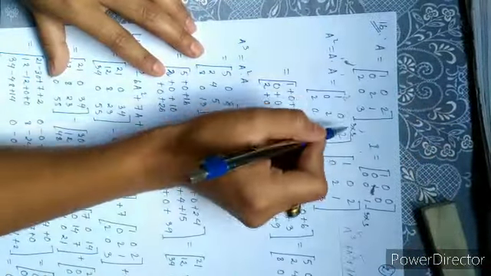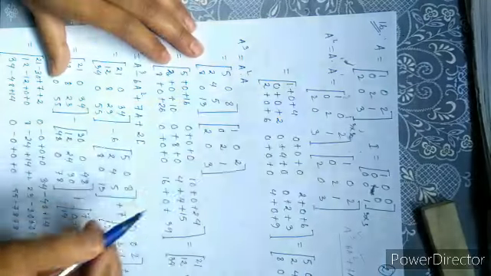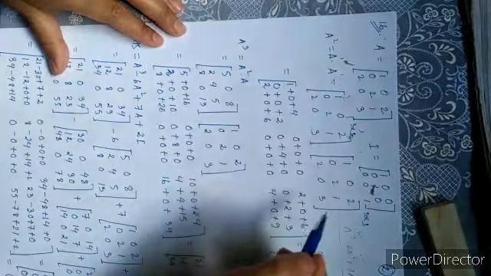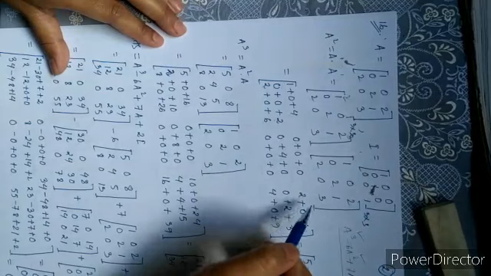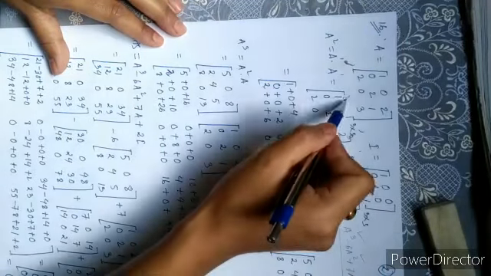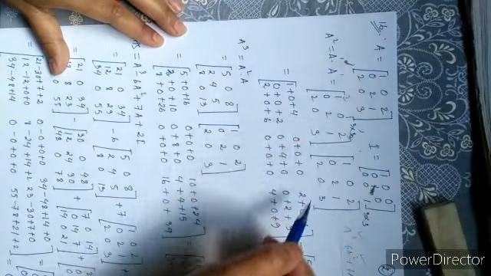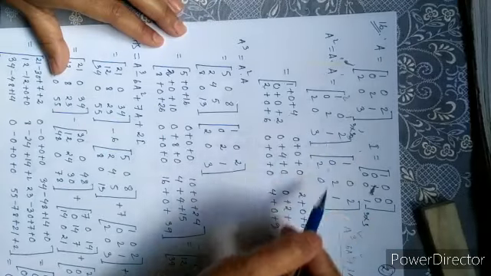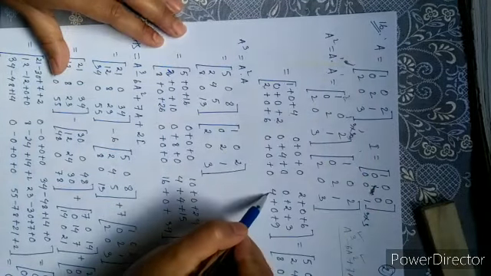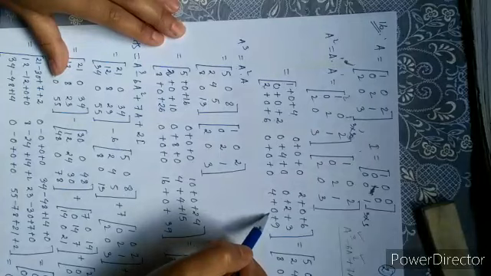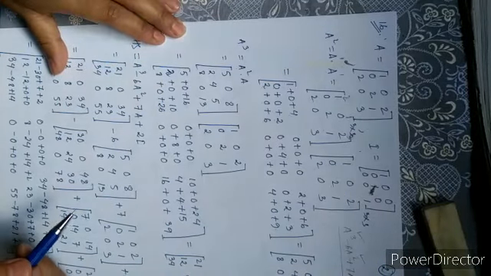Third, write 2 1 3 as the elements of the row. 2 into 1 is 2, 1 into 0 is 0, 3 into 2 is 6, 2 into 0 is 0, 1 into 2 is 2, 3 into 1 is 3, 2 into 2 is 4, 1 into 0 is 0, and 3 into 3 is equal to 9.